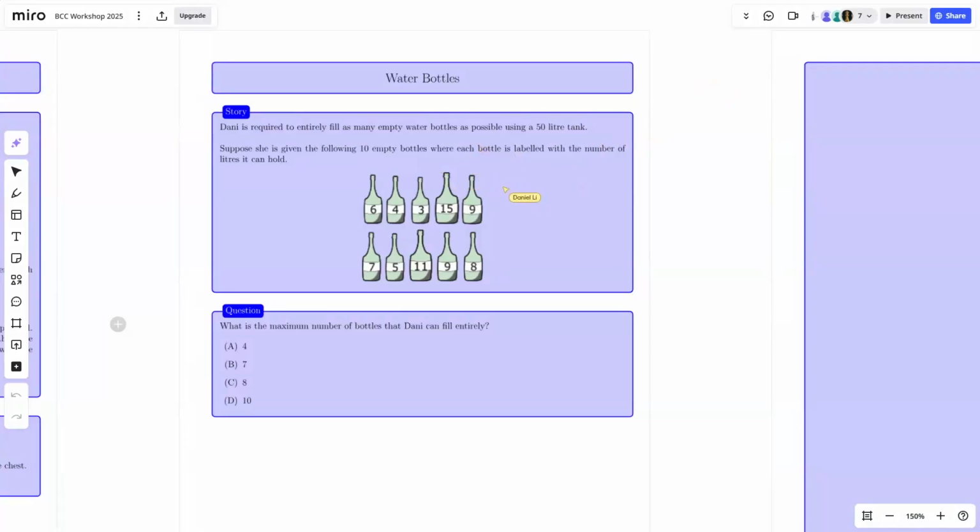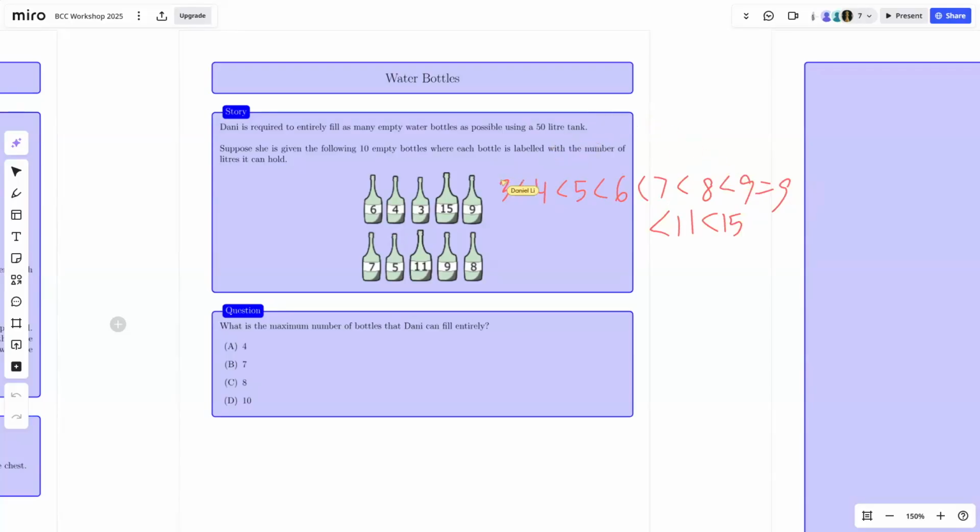So we can arrange the bottles like 3, 4, 5, 6, 7, 8, 9, 9, 11. Wait, where's the last one? Oh yes, 15. Okay, just make sure: 1, 2, 3, 4, 5, 6, 7, 8, 9. Oh, there are two nines. Okay, so you want to fill up the maximum.